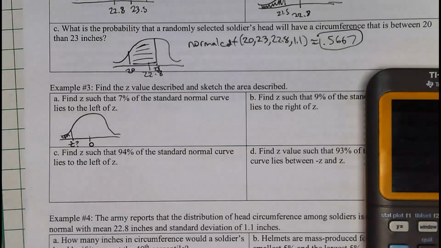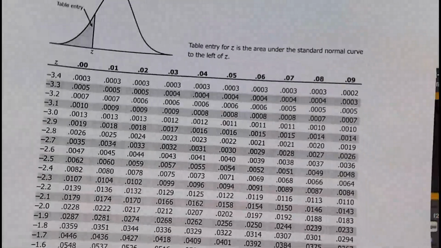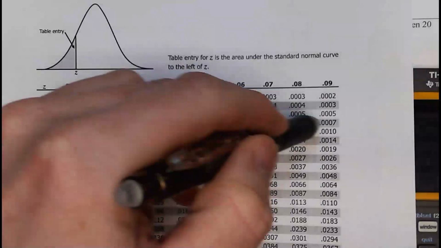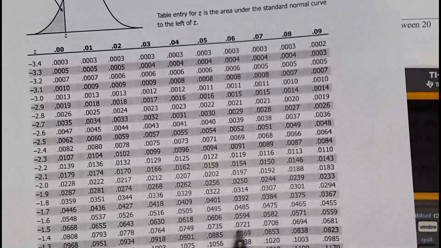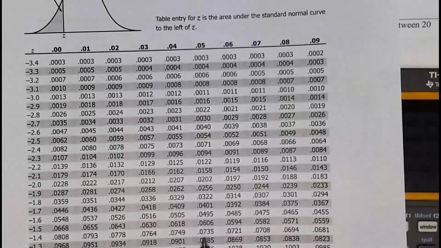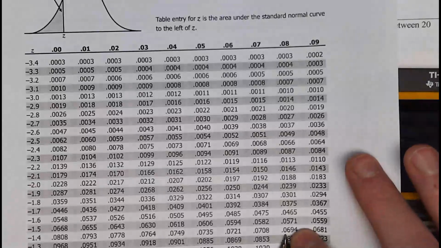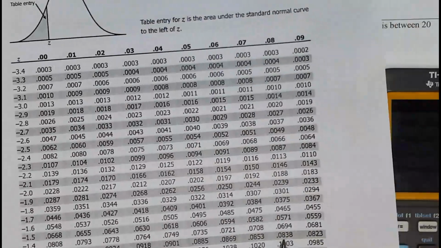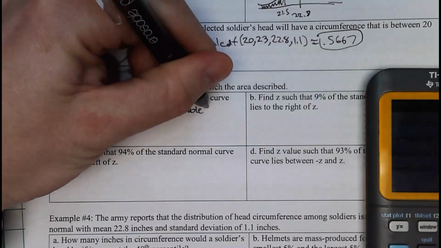There's a variety of ways you could do this. One way is you could go to the z-table and work backwards. You can find where 0.07, or the closest to 0.07, is among these probabilities. Okay, so that would be 0.07 right around there. Negative 1.48. That's one way to do it. Using the z-table, it'd be approximately negative 1.48.